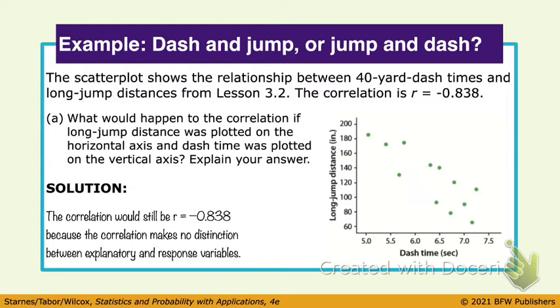Because correlation makes no distinction between x and y variables. Again, remember, this is because whether I do the x times the y or the y times the x, multiplication can be reversed and you get the same thing.